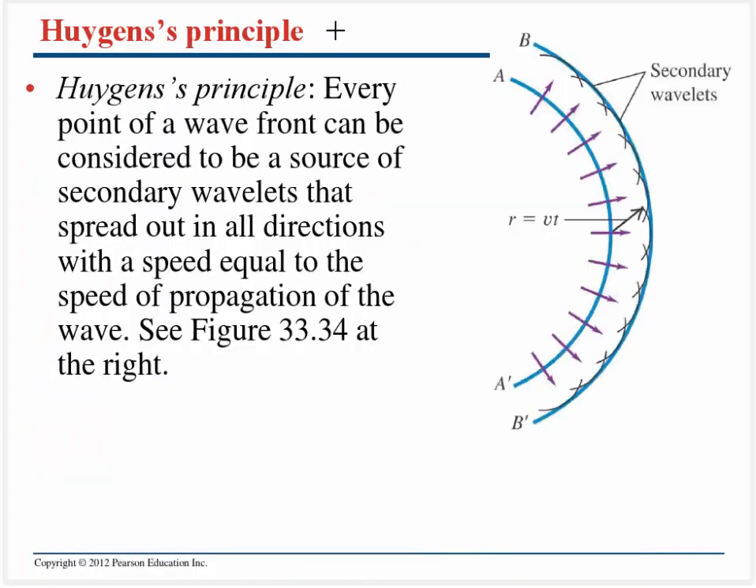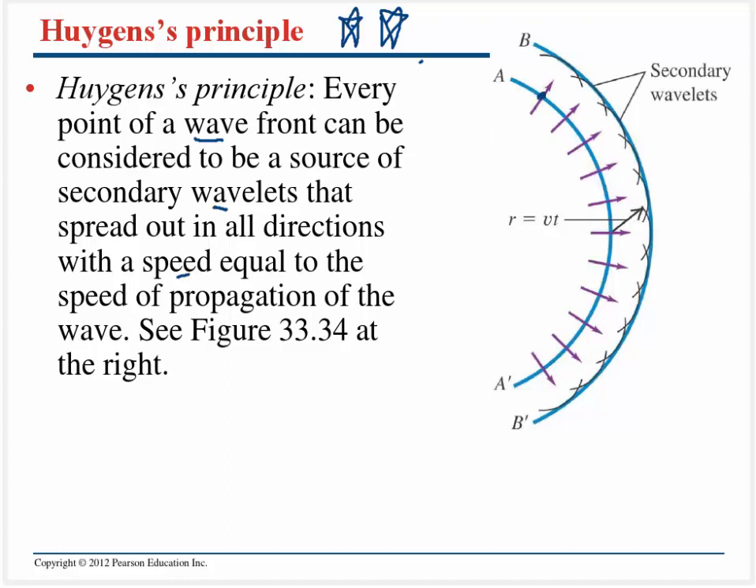And the last concept is that of Huygens principle, which is again a very, very important principle. Maybe not so much in this chapter, however, once we hit chapter 35 and 36, it's going to be kind of critical to be able to understand this. What it says is every point on a wavefront can be considered a source of secondary wavelets that spread out in all directions, and the speed's going to be the same.